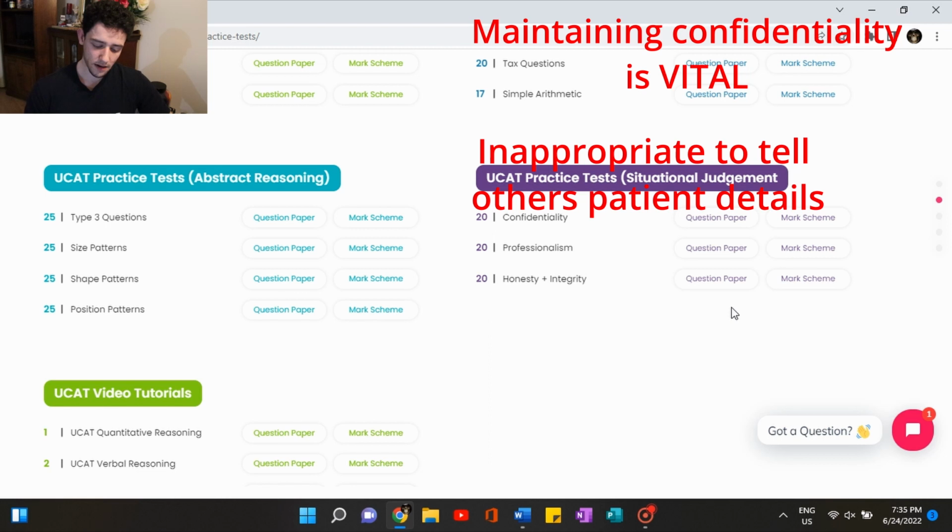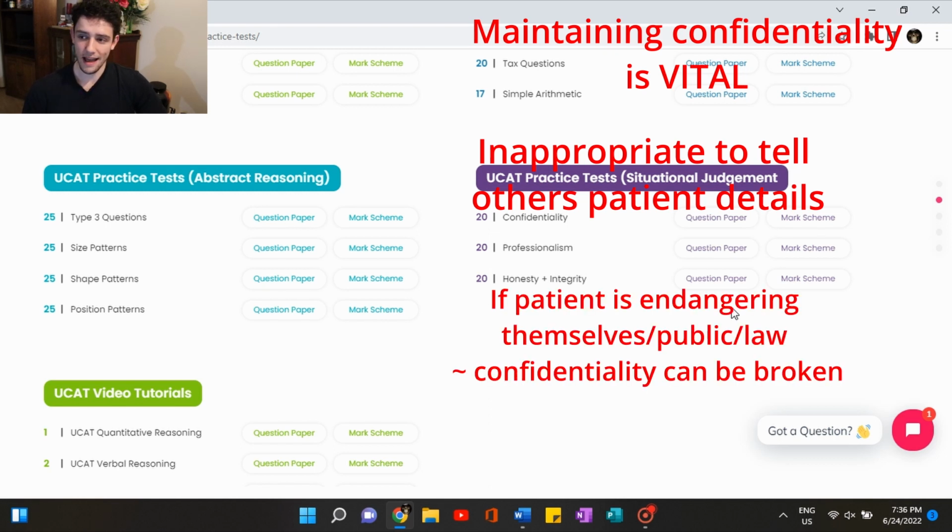Another tip. The only time when it's appropriate to break confidentiality is if the patient is a danger to themselves or a danger to the public, or if it's a legal requirement for you to do so. For example, if someone has a notifiable infectious disease, they may need to notify SA Health.